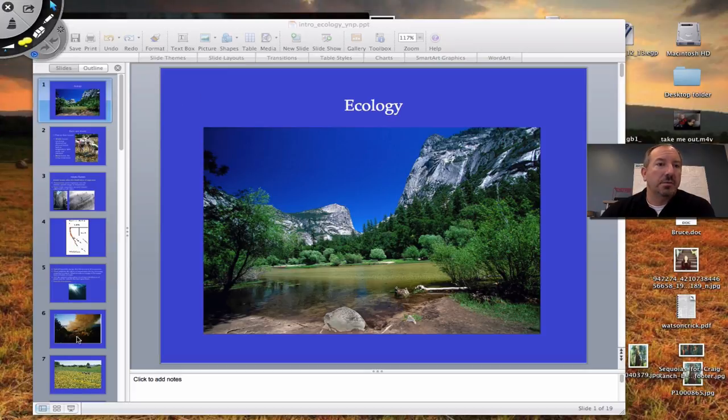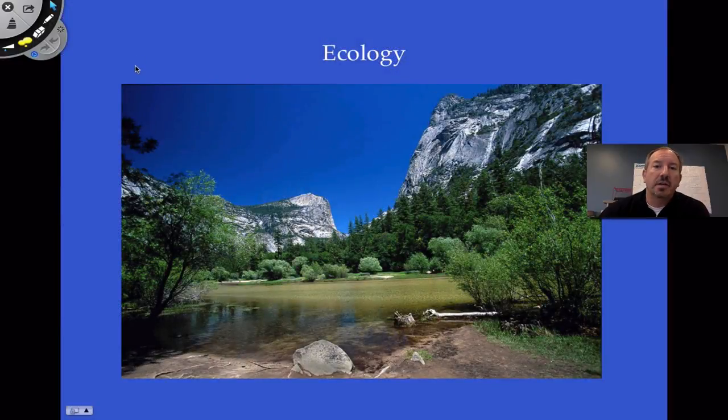So let's go down here, make that a little bit larger. So the word ecology itself, I find very interesting. Ology is the study of, as you know, but eco comes from a Greek word meaning home. So it's the study of our home. And this is a beautiful picture here in Yosemite National Park in California of Mirror Lake.